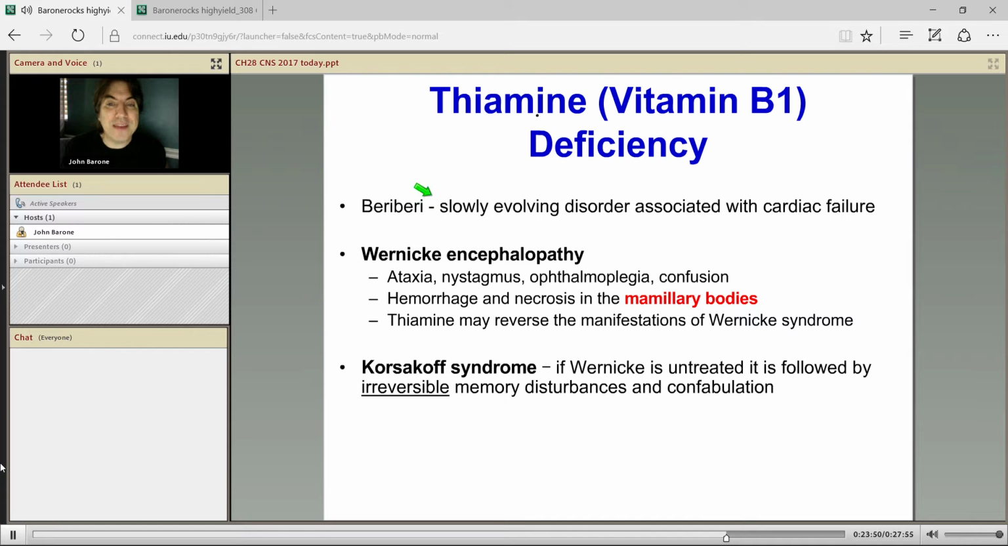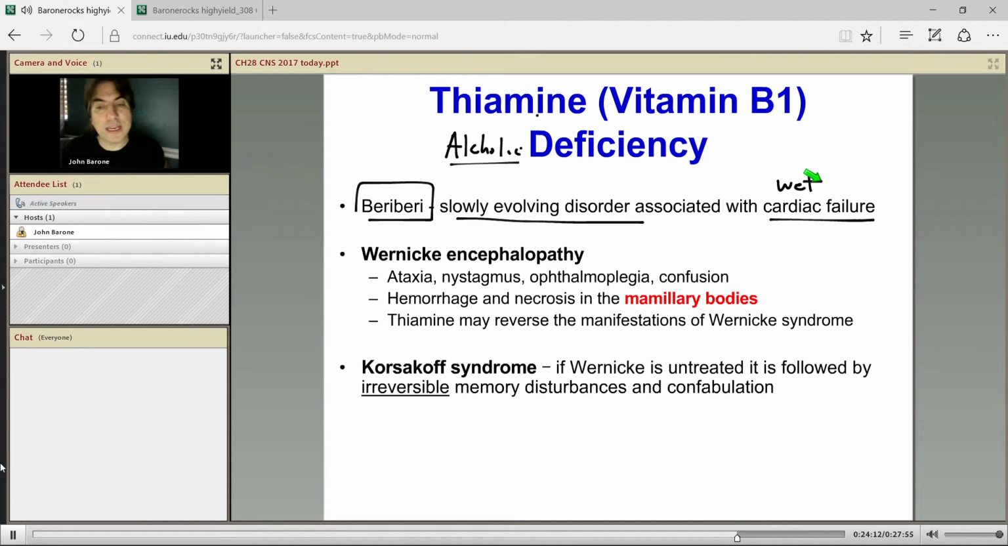Now, for thiamine deficiency, this is called vitamin B1. Vitamin B1, we get what's called beriberi. Now, there's two forms. We have wet beriberi and dry. So this is slowly evolving over time as you get deficient over time. And it's usually alcoholics because alcoholics only eat alcohol. So alcoholics. But anybody who is malnourished can get this.